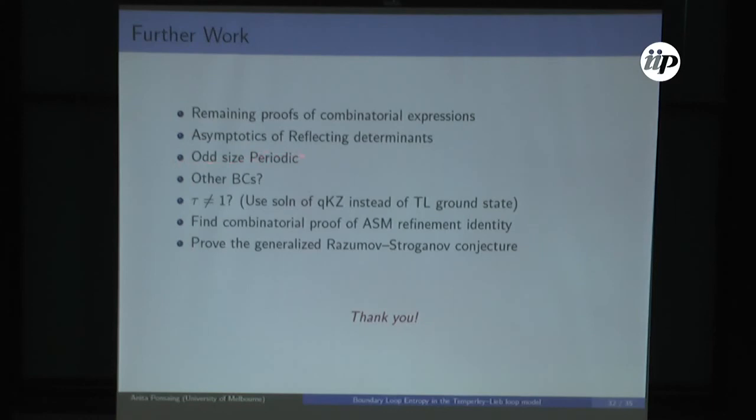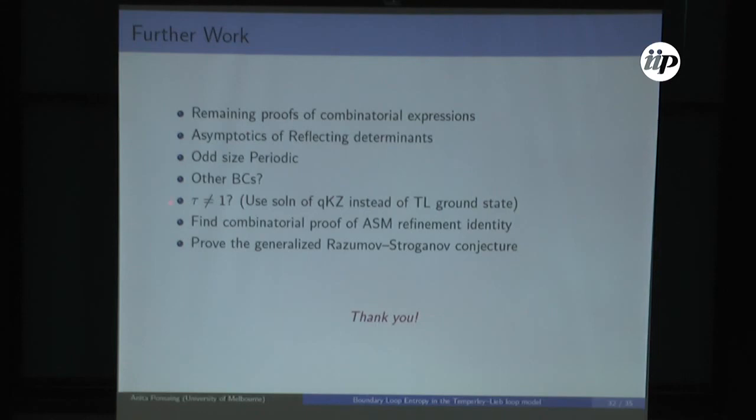And an obvious outstanding problem is the one of the odd size periodic case. So for the reflecting case, we've managed to do things for the even and odd sizes, and they're almost exactly the same. But for the odd size periodic one, for some reason, there's just no idea about what this function should be. I'm always interested in trying to apply other boundary conditions to try and figure out how to define it in terms of the boundary conditions.